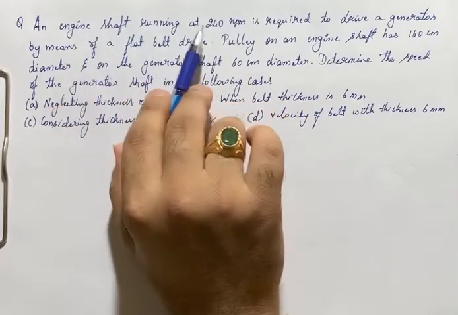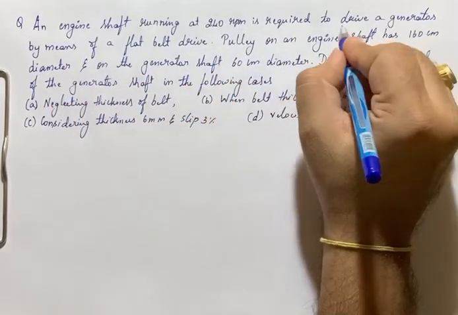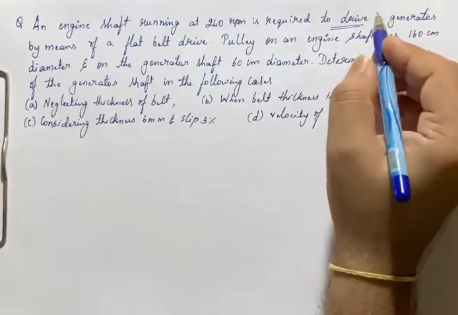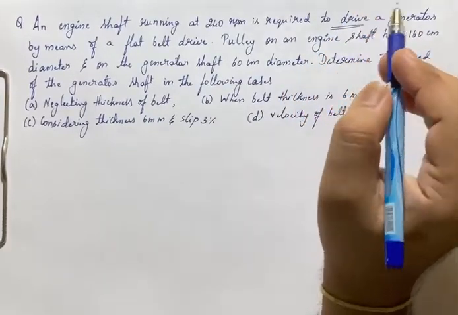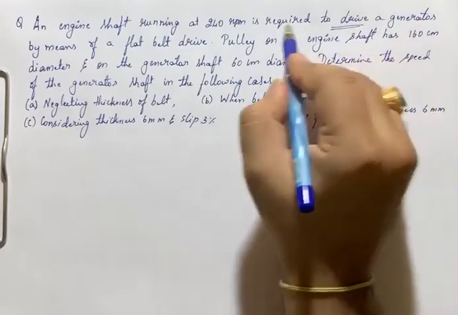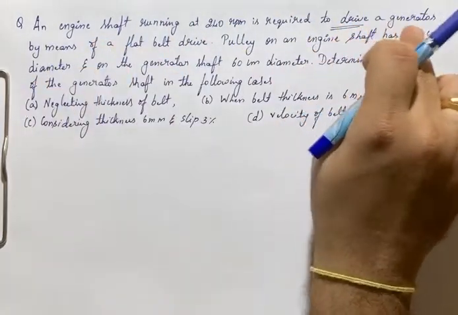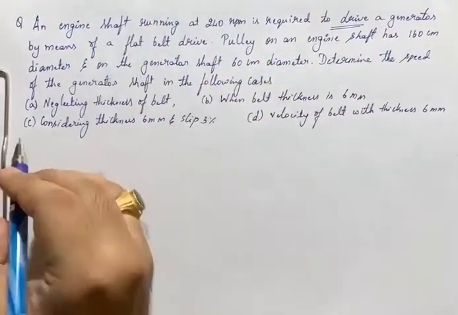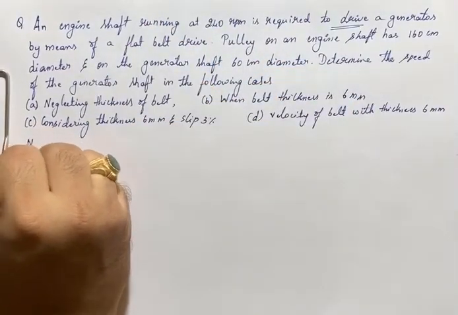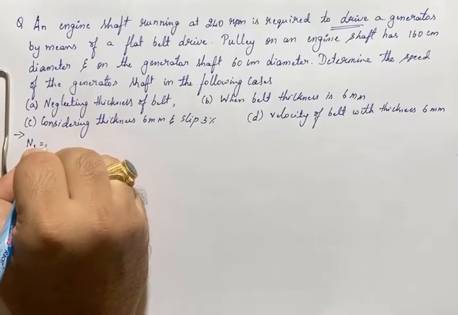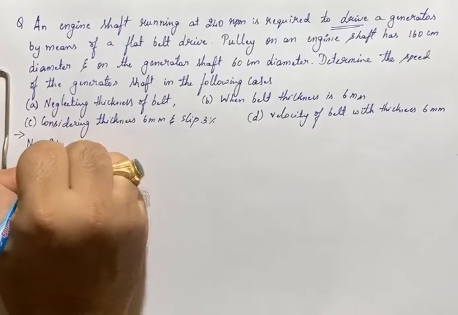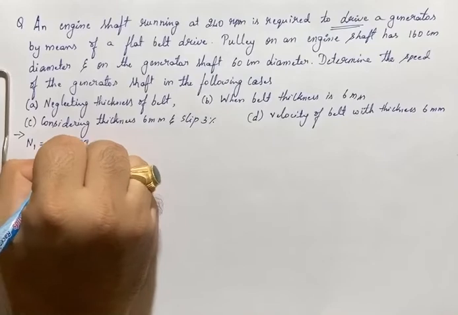Also it is given that 240 rpm is required to drive a generator. This word will indicate whether it is a driver or a driven. So the engine is used to drive a generator. That means this speed will be N1. N1 is the speed of the driver, that is 240 rpm.